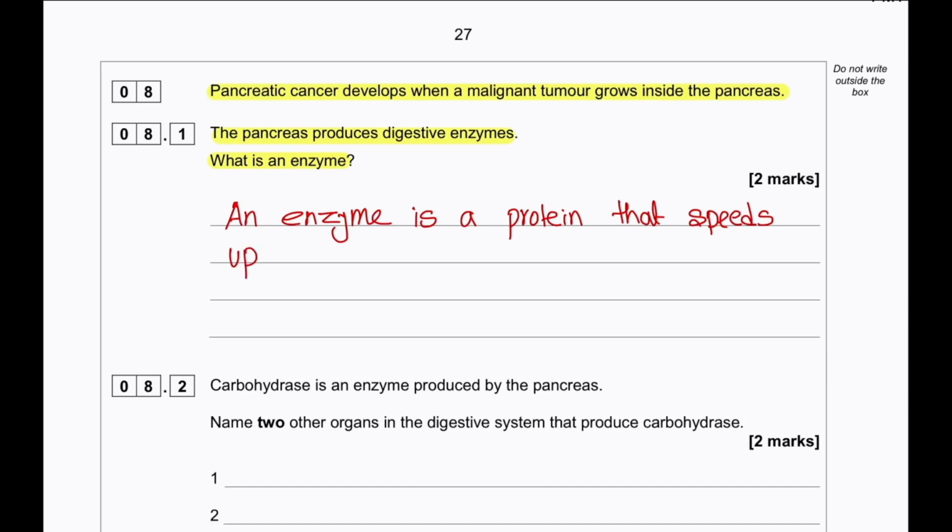The simplest answer that we can give is like this. An enzyme is a protein which speeds up a biological chemical reaction. So to get the 2 marks, we'll have to write that an enzyme is a protein, and then we'll have to mention any one of those other points. The fact that we write that an enzyme is a protein gives us the first mark.